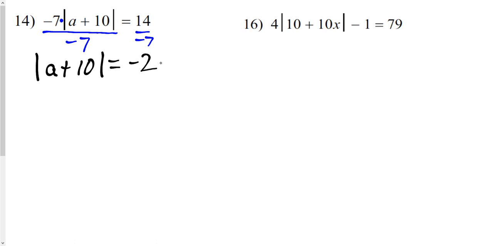Now, remember, absolute value is always positive. The right side here happens to be a negative. And remember, a positive can never be equal to a negative, so this is no solution.